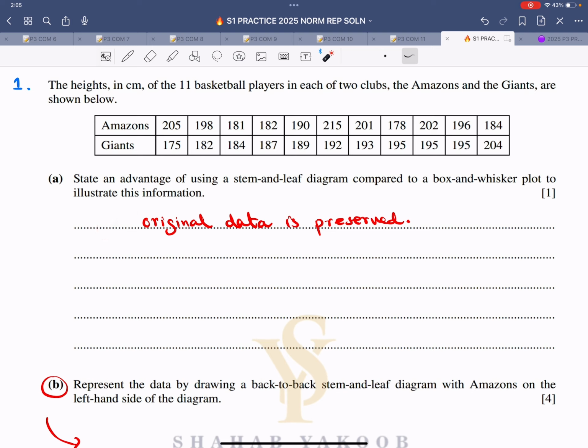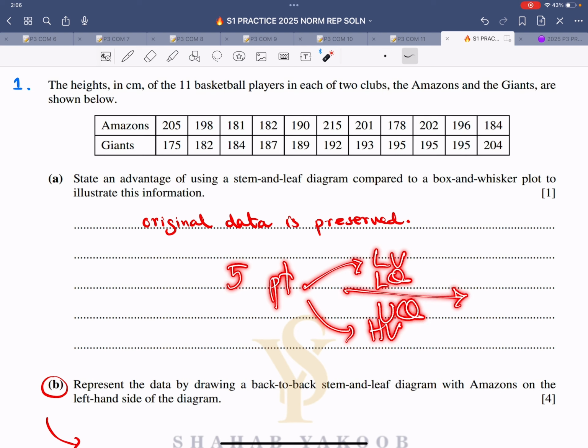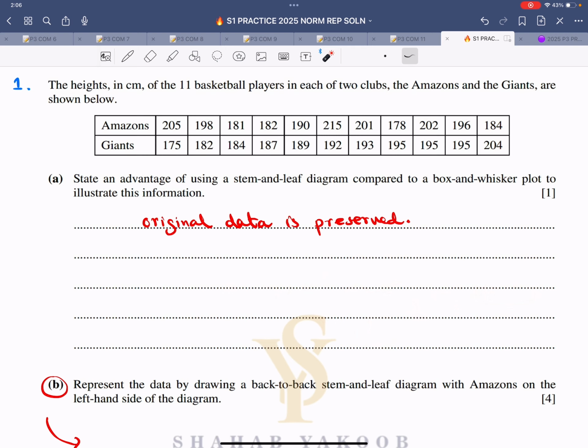That is the advantage. And if someone asks you what is the advantage of a box plot as compared to a stem plot, you would say at a glance you have a 5-point summary. That includes the lowest value, the highest value, the quartiles, which means the lower quartile and the upper quartile, and the median.